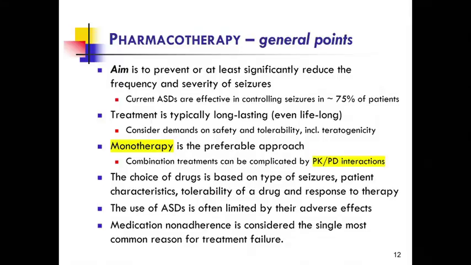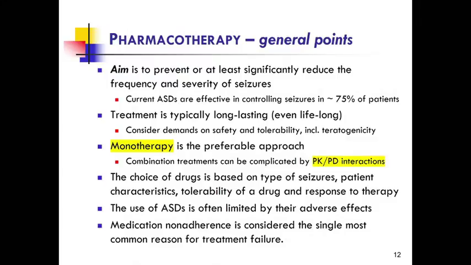So the treatment most of the time has to be lifelong, which means that you have to think about the safety and tolerability of the medications. It's very important, including teratogenicity, one of the major challenges in the use of anti-epileptic agents. And as the doctor was saying, monotherapy is preferred. You try as much as possible to use just one drug at a time until you have exhausted all your options before you think about beginning to add, because of the complications.